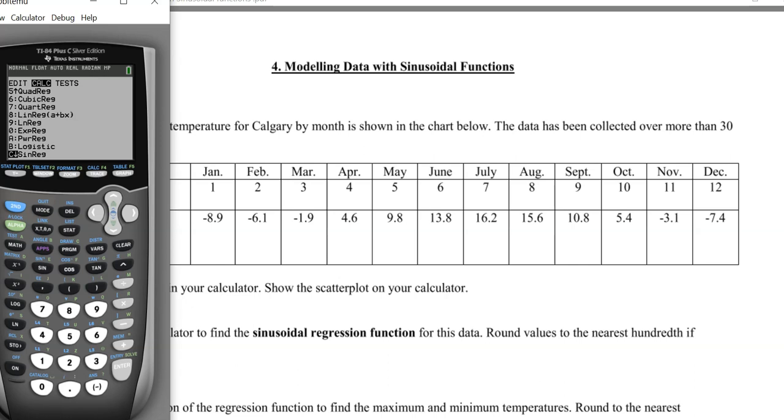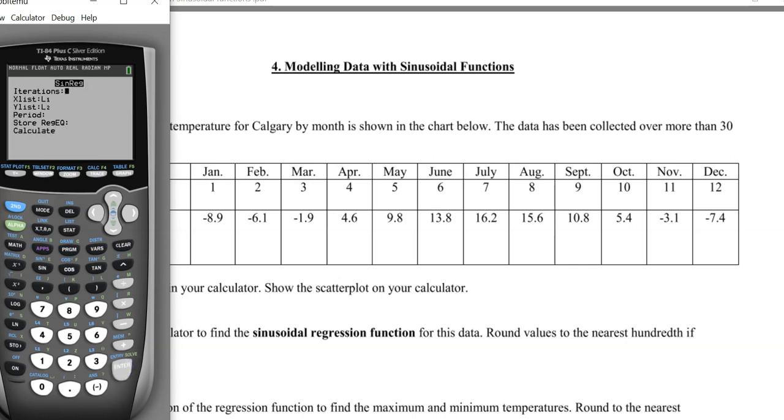So you go stat, you go over to calc, you go to sine reg. Now, the fastest way to get there is just to do an up arrow. An up arrow is the fastest way to the sine regression or the exponential. So I'll just show you. If we go stat, over to calc, since those are at the bottom, if I do an up arrow, it goes to the bottom of the list, and then I get there, sine reg. Okay, then we hit enter.